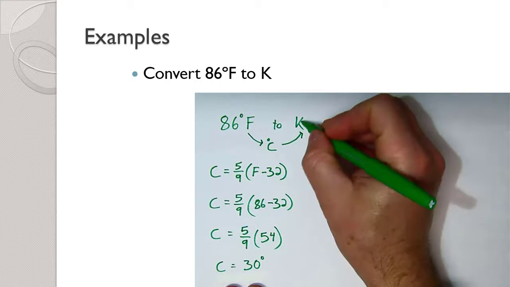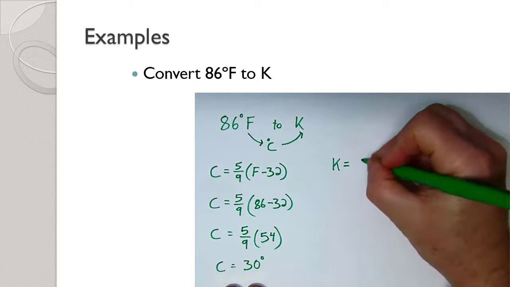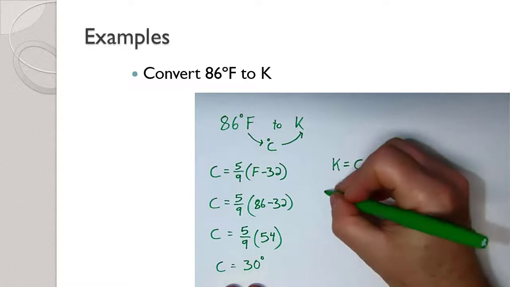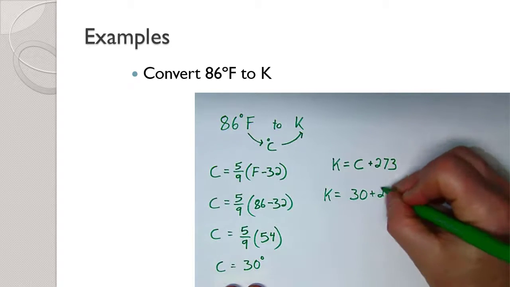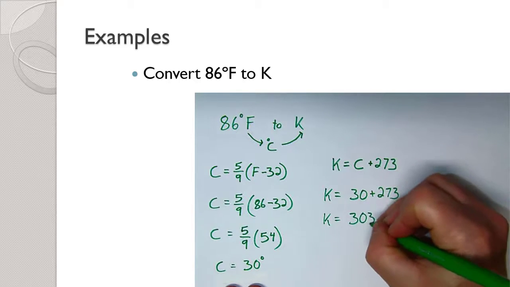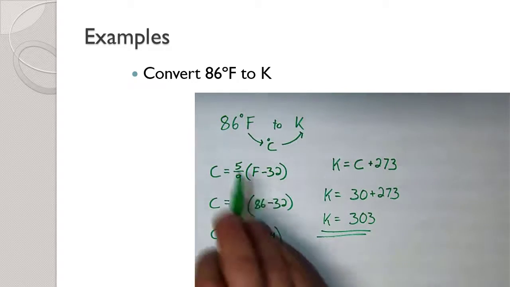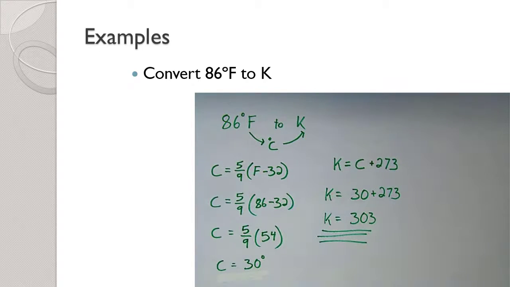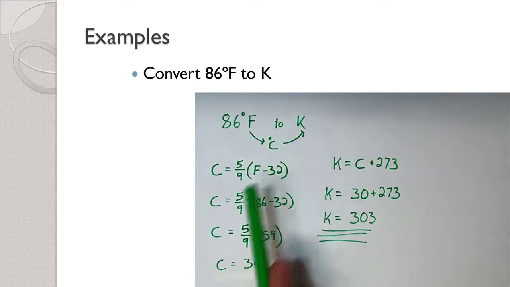But we're not done. We wanted to get to Kelvin. And so as we saw just a minute ago, the Kelvin temperature is found by taking the Celsius temperature and adding 273. So our Kelvin temperature will be our Celsius temperature of 30 plus 273, and our Kelvin temperature then is going to be 303 Kelvin. Here again, Kelvin doesn't use degrees, but 86 degrees Fahrenheit, that's a nice warm summer day, is about 303 Kelvin. The key there, we couldn't go straight from Fahrenheit to Kelvin, so we went Fahrenheit to Celsius and then to Kelvin.